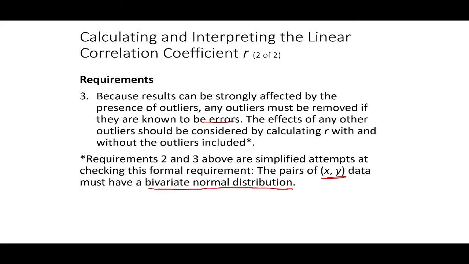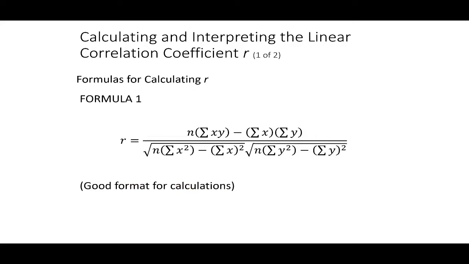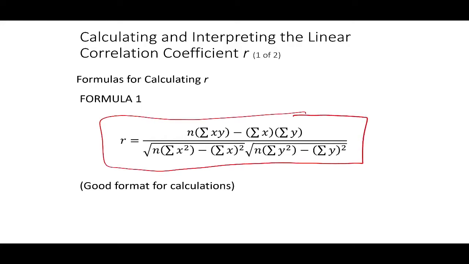And whenever we try to solve a problem, these are the requirements we should satisfy. There are two formulas we can use to calculate the value of r. This is the first formula: n times sigma xy minus sigma x times sigma y. It is a very complicated looking formula, but do not worry, we are going to use StatCrunch to calculate this formula.